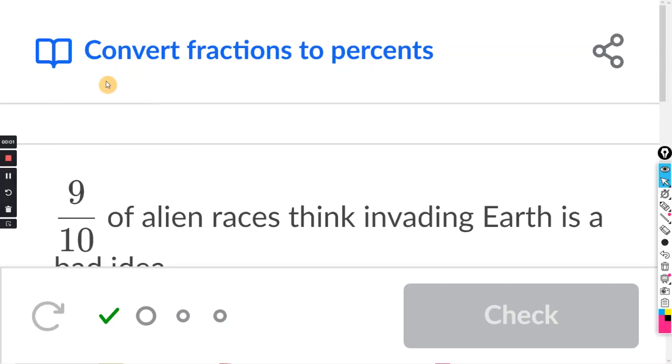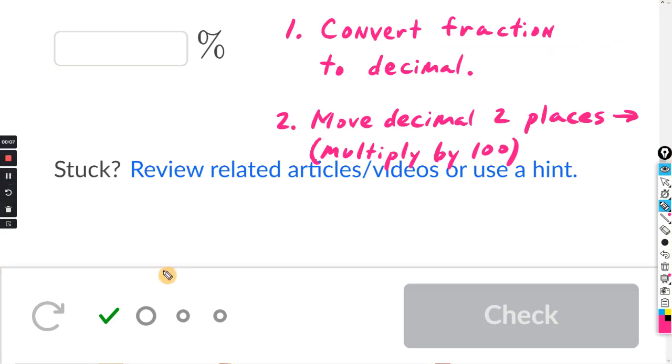This will be for the exercise, convert fractions to percents. So the two steps for this exercise: you want to convert the fraction to a decimal. You can use the calculator or do it manually. And the second step is to move the decimal 2 places to the right. That's the same as multiplying by 100.